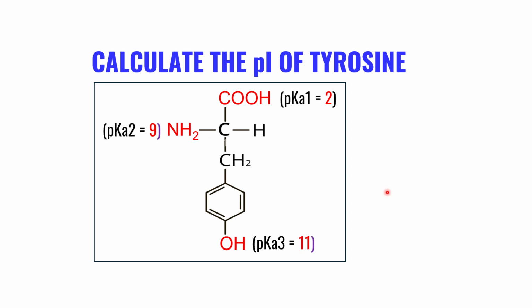Tyrosine also is important in the sense that the pKa for the phenolic group is well above the physiological pH. So under normal physiological conditions it will not contribute to the formation of the zwitter ion.